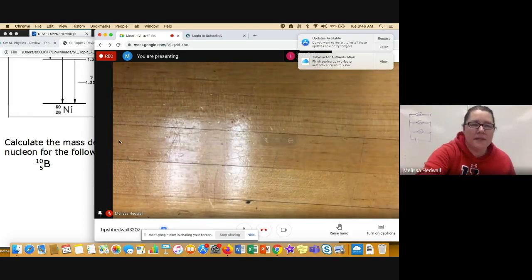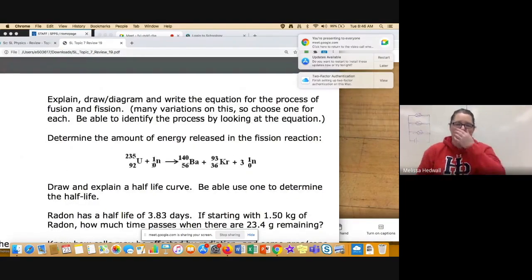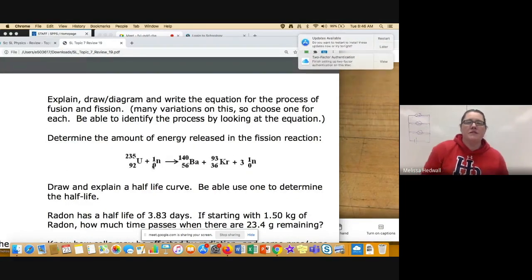I think the next piece is about fission and fusion. Yeah, they should be in there. It says explain, draw a diagram, and write an equation for the process of fission and fusion. Many variations on this, so choose one for each. Be able to identify the process by looking at the equation.